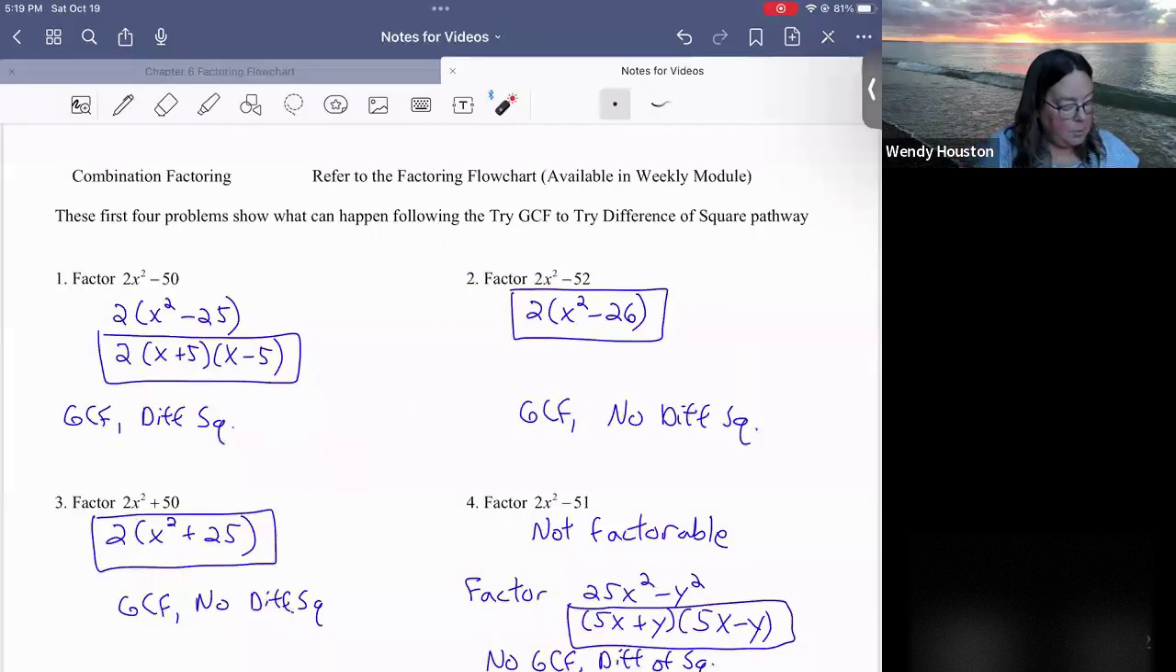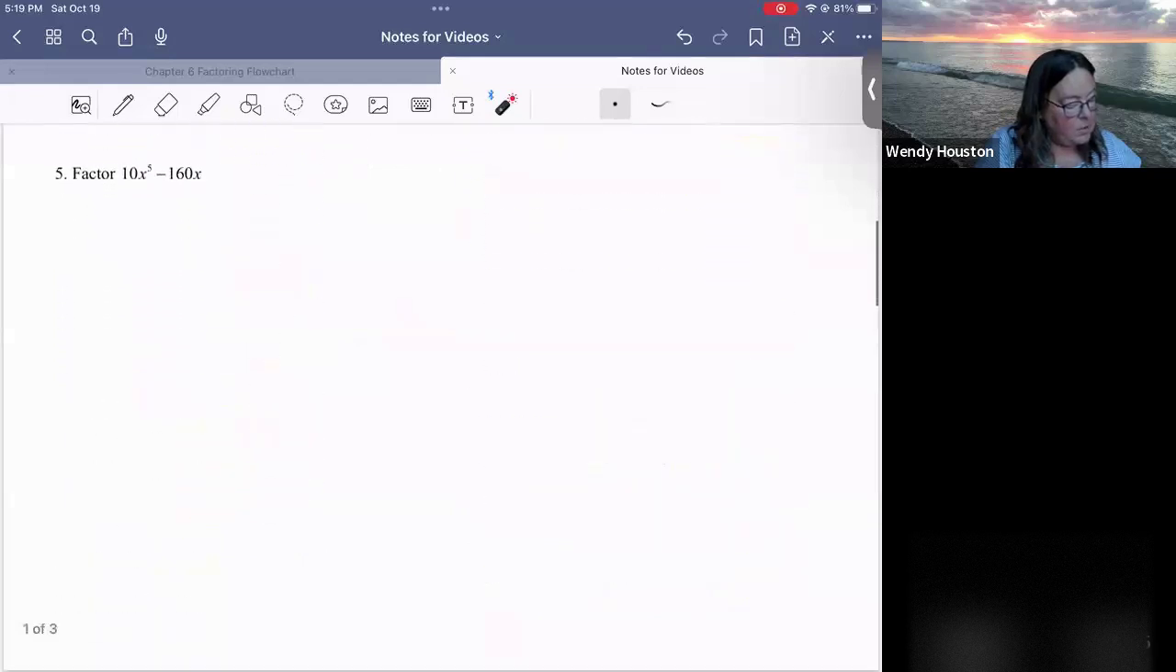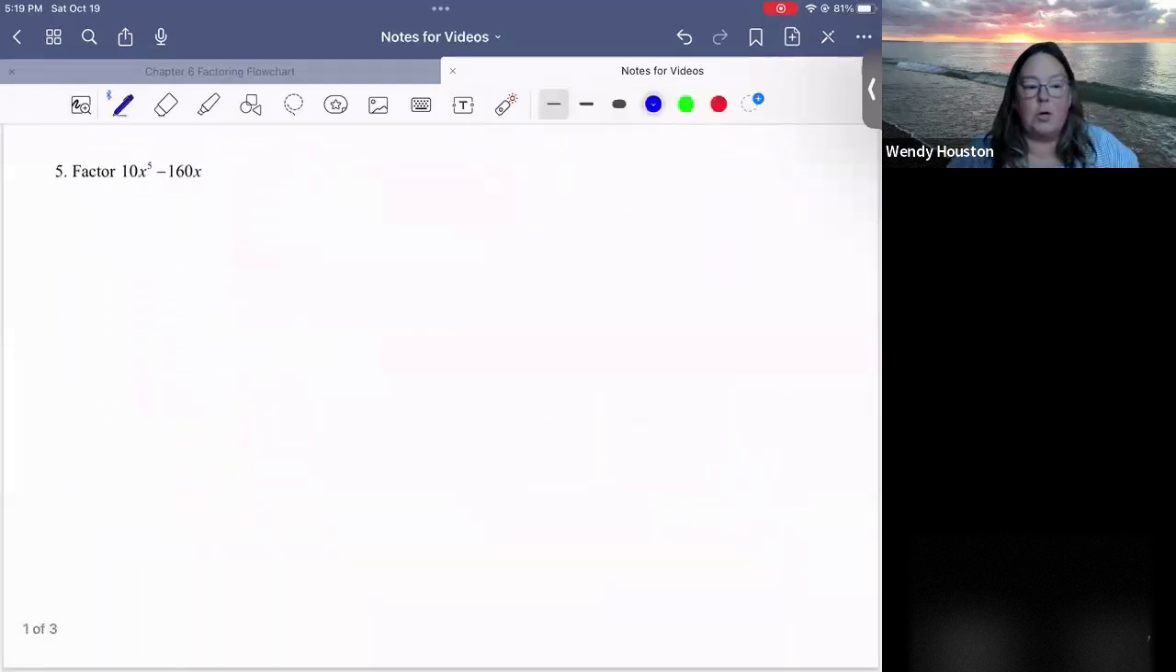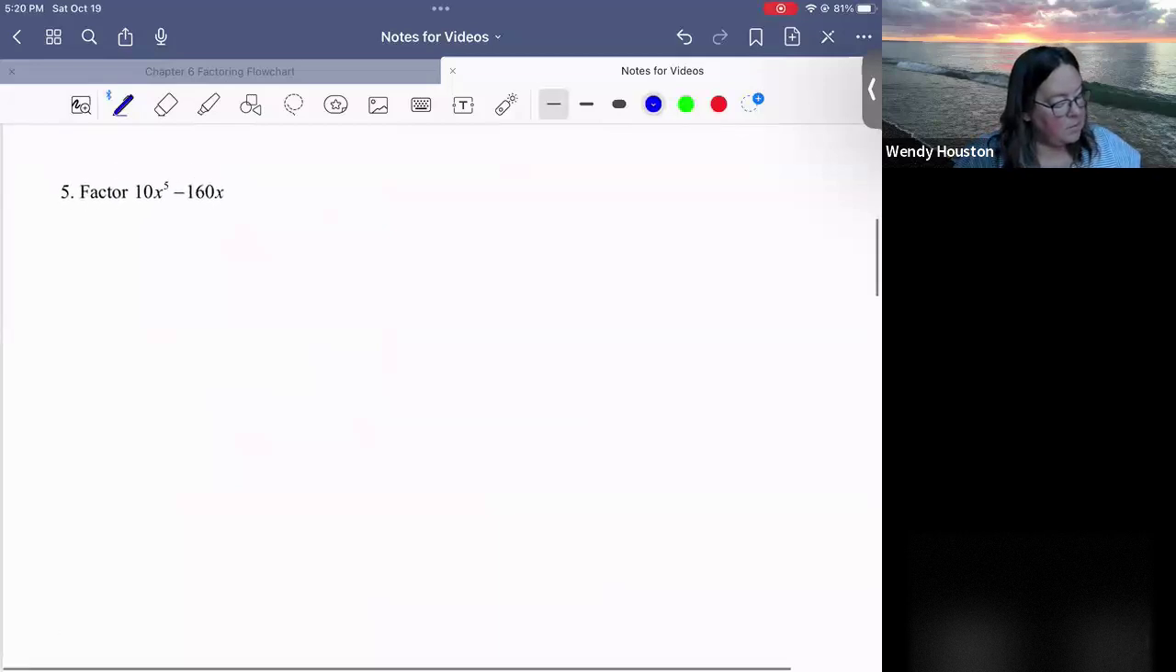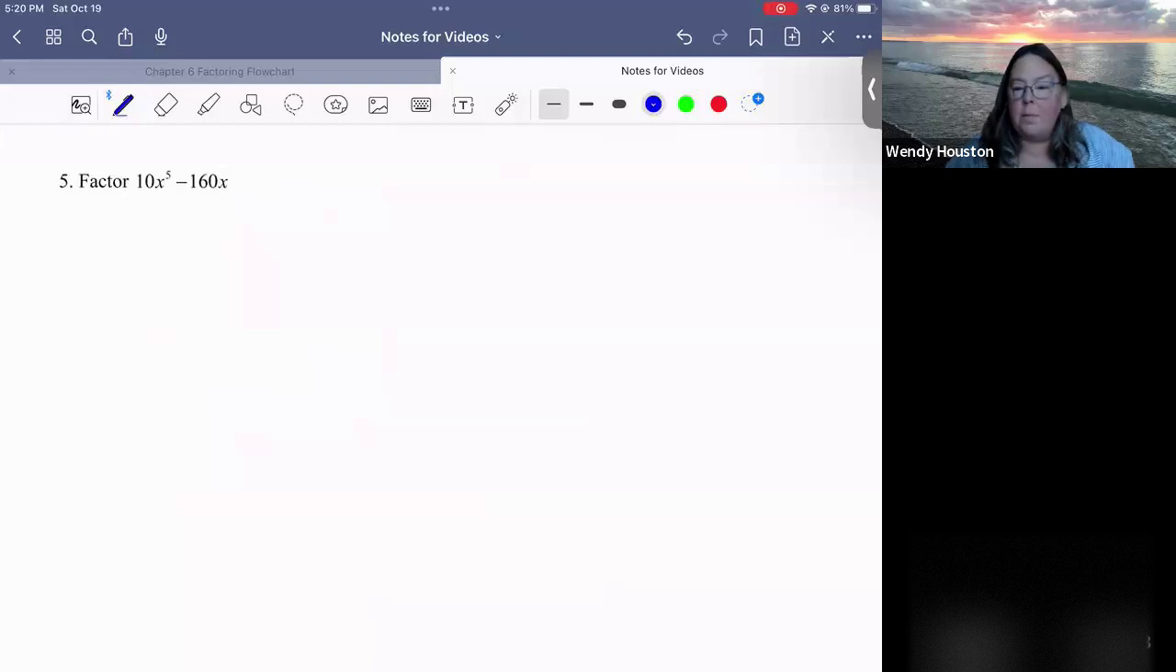So I have a couple other examples where we will follow some different paths on our flow chart. If I want to factor this right here, I have a GCF. In this case, we have a 10 we can pull out and an x. There we go. So I'm left with x to the 4th minus 16.